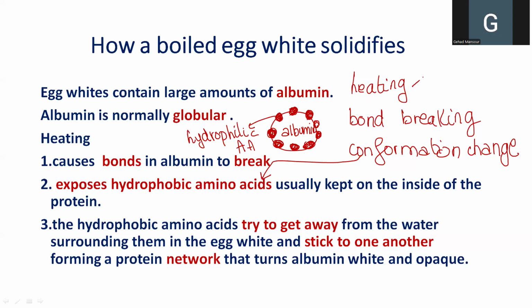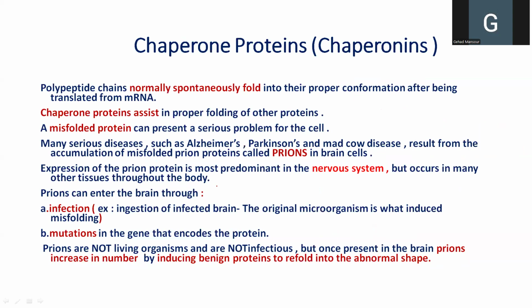But when you heat, some bonds break, a conformational change occurs, and it results in exposure of the hydrophobic amino acids. The hydrophobic amino acids, of course, when they are exposed, they are scared, they try to get away from the water, they try to clump together and stick to one another, and they form a network that results in this solidification pattern or status of the boiled white of the egg.